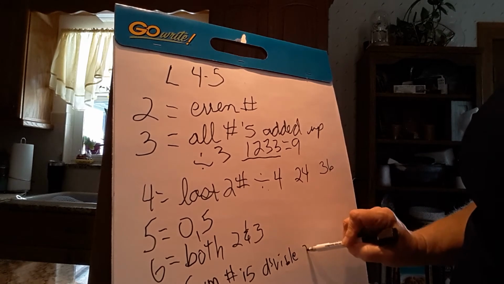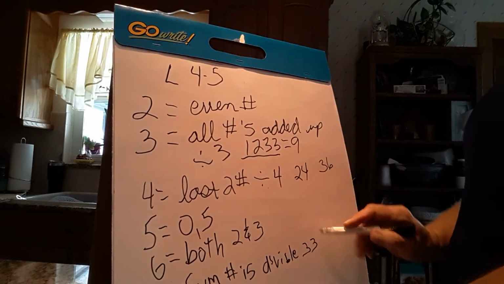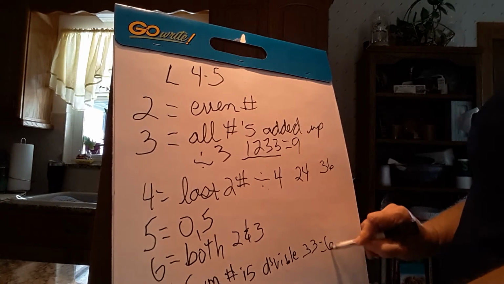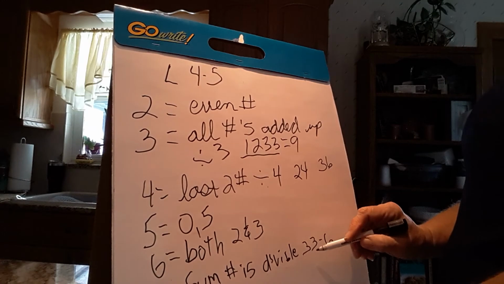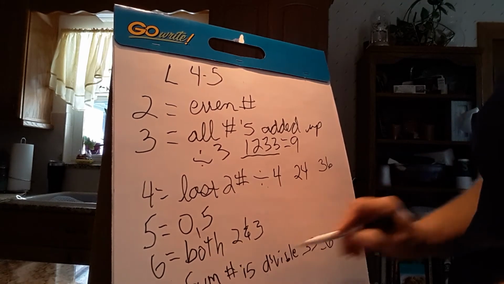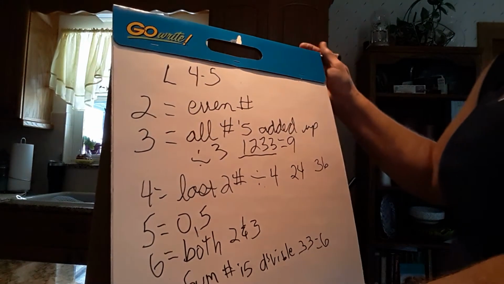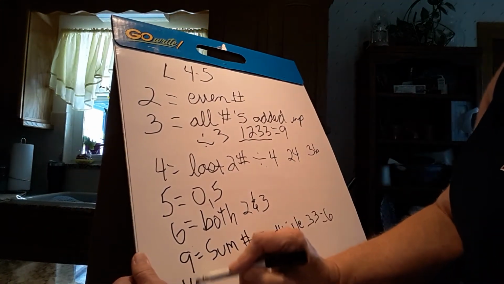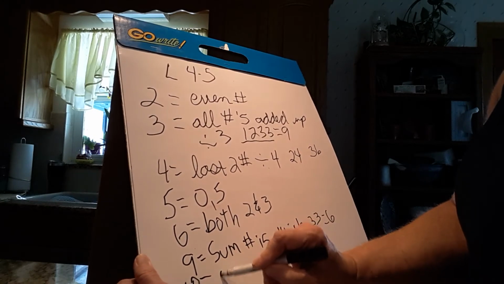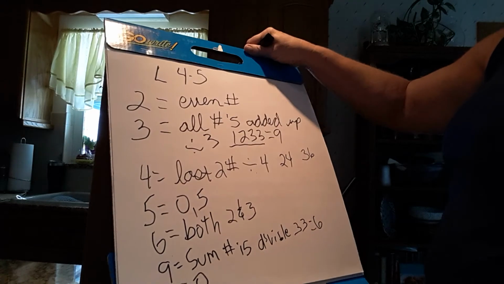Would 33 be divisible by 9? No, because 3 plus 3 equals 6, which is not divisible by 9. But it is divisible by 3, just not 9. And then 10, this is the easy one. If it ends in 0, then it is divisible by 10.